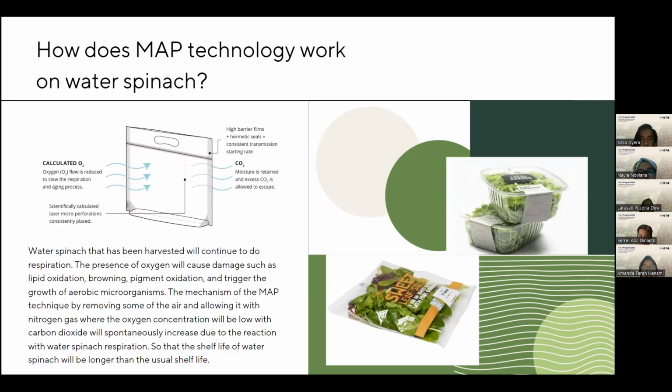and placed at a low temperature with added gas like nitrogen or another type of gas. The mechanism of the MAP technique is to remove some of the air and replace it with nitrogen gas, where the oxygen concentration will be low and carbon dioxide will spontaneously rise due to the reaction with water spinach respiration, so that the shelf life of water spinach will be longer than the usual shelf life.